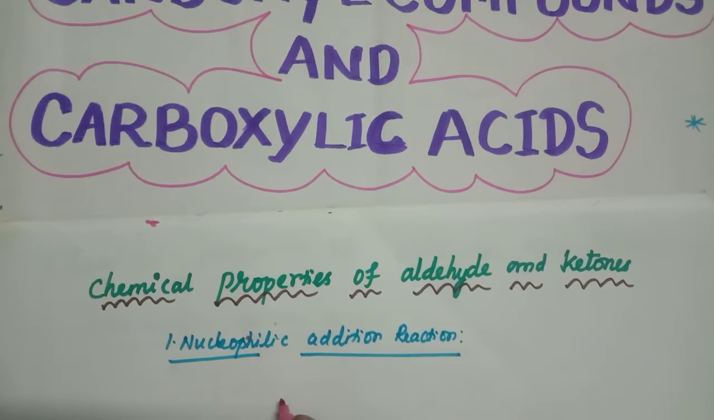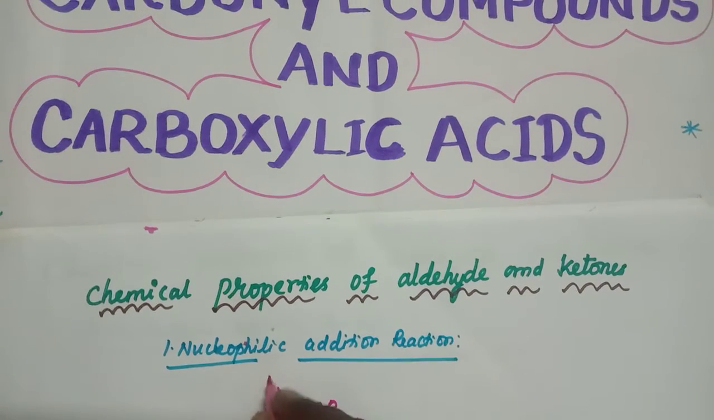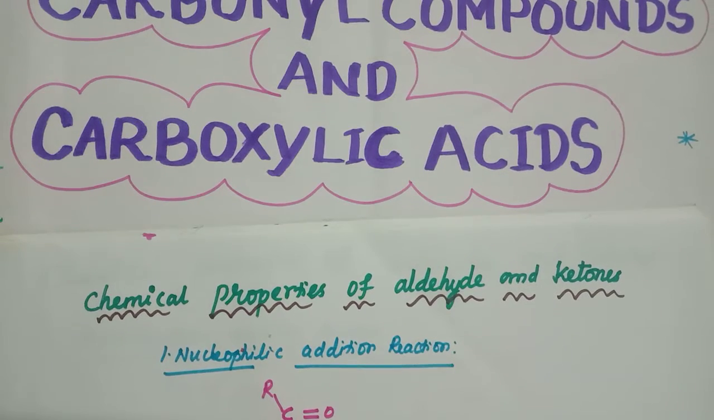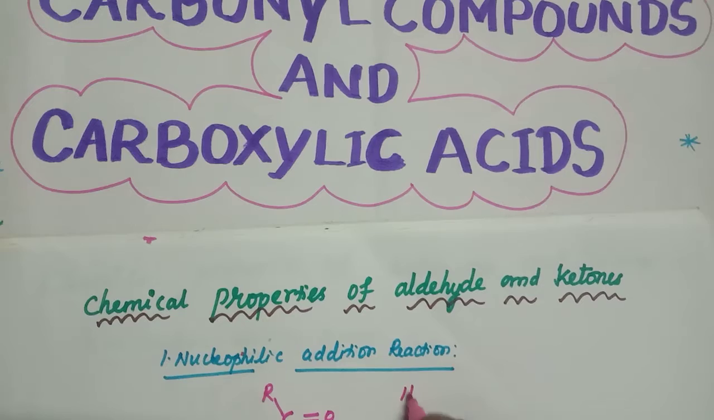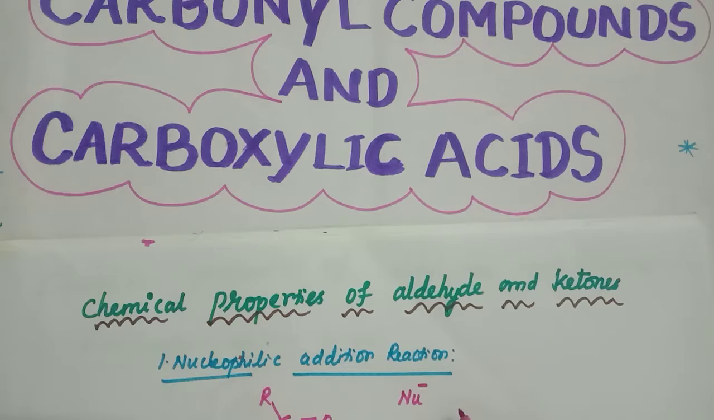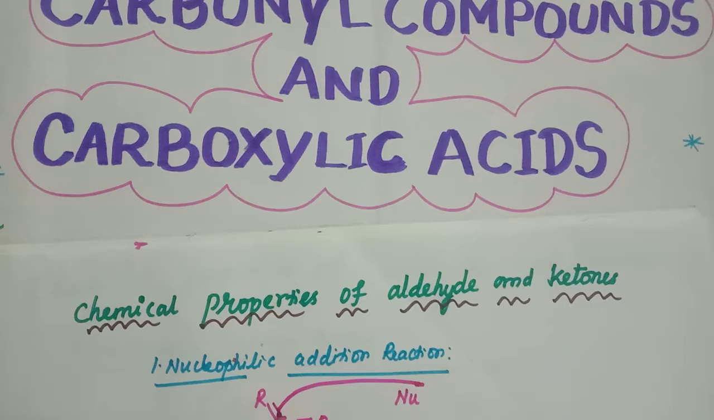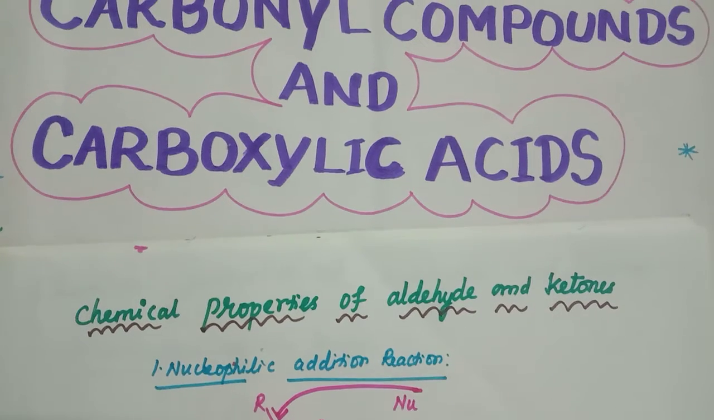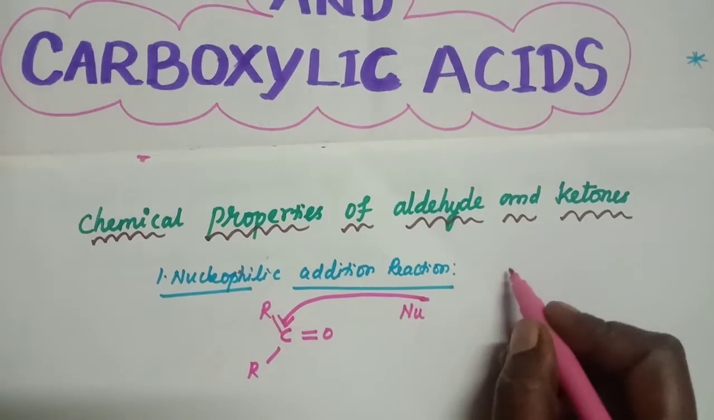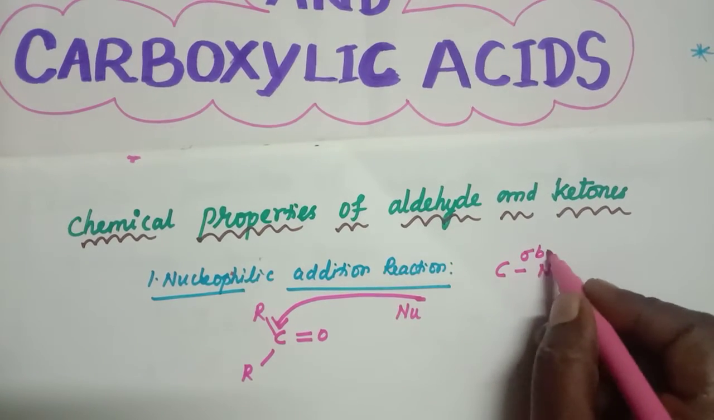Here, this is the carbonyl carbon. This carbonyl carbon carries a small degree of positive charge, so the nucleophiles, which are rich in electrons or carry a negative charge, attack this carbonyl carbon, so that a carbon-nucleophile sigma bond is formed. This is the sigma bond.